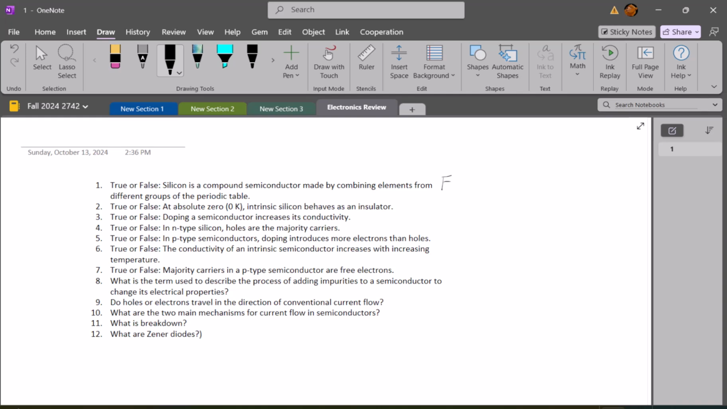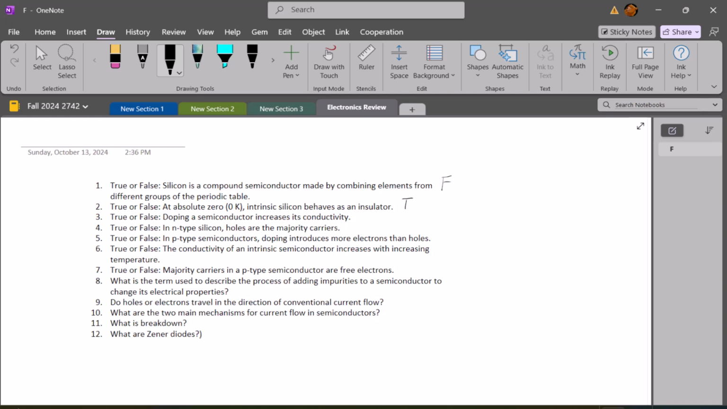Okay, so true or false, at absolute zero, intrinsic silicon behaves as an insulator. Any ideas on that one? What happens at absolute zero? There's no movement at all. No energy. Yeah, there's not going to be any motion, so the electrons aren't moving, and so yes, it is true, it does act as an insulator because you can't have any conduction.